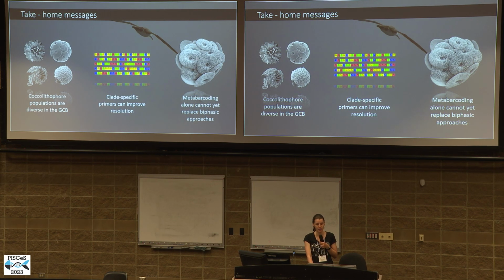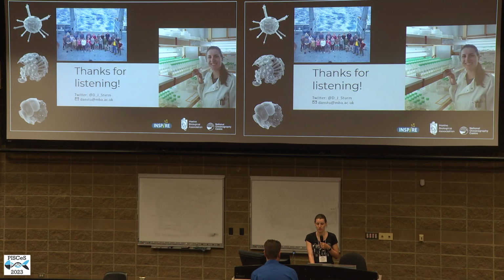So just to reiterate, coccolithophores are abundant and diverse in the Great Calcite Belt, but using general eukaryotic markers doesn't reveal this diversity. Using clade-specific markers can improve the resolution, but there's still many unknown clades, and we really want to highlight that metabarcoding alone can't yet replace multiphasic approaches for certain ecologically important clades. We still need to do microscopy and other methods to properly quantify the community, and we shouldn't solely rely on metabarcoding approaches alone.